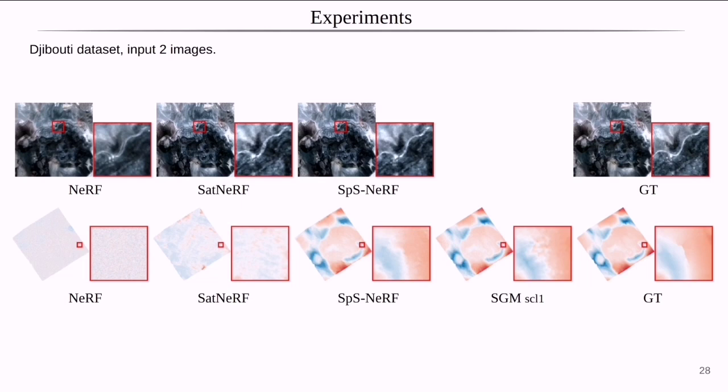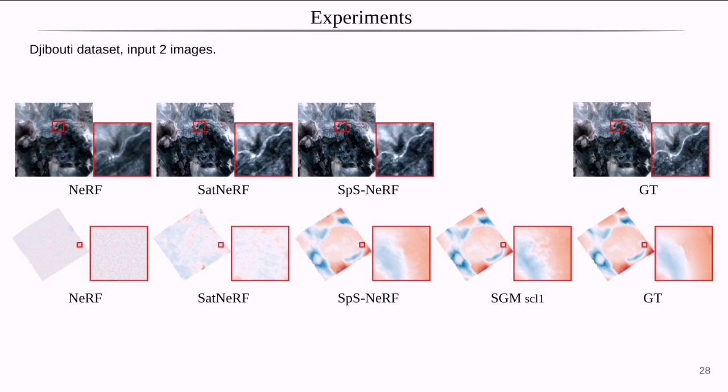Here are the results on the Djibouti dataset with 2 input images. This is less challenging than the previous dataset because it is a rural area without shadow and abrupt altitude discontinuity in the scene. For the synthetic images, we can see even the results of NeRF and Sat-NeRF are not bad, but if we zoom in, we can see the roads are blurry, while ours are sharp.